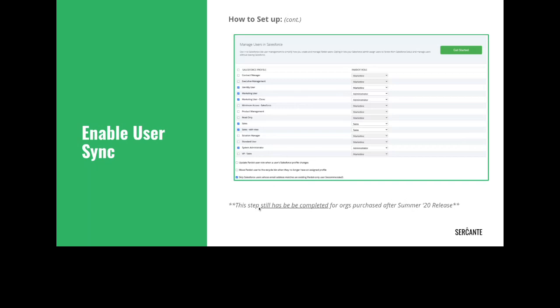One of the things that I do want to clarify: even if user sync is already enabled, you still have to let Pardot know which profile should be given access to what level in Pardot. So this step right here still needs to be done if you've purchased your org after the summer 20 release.